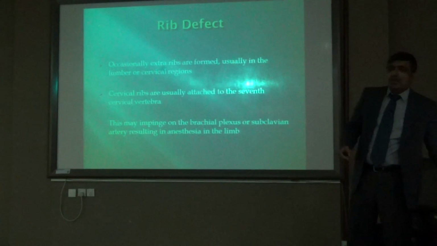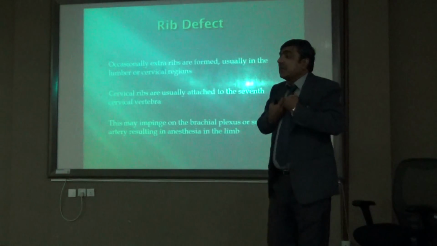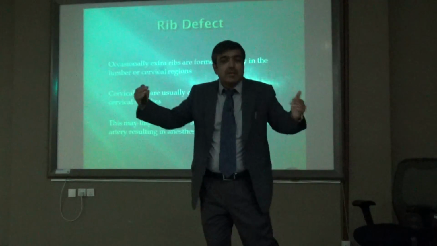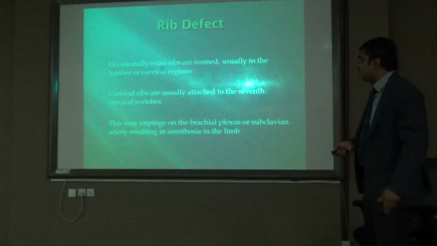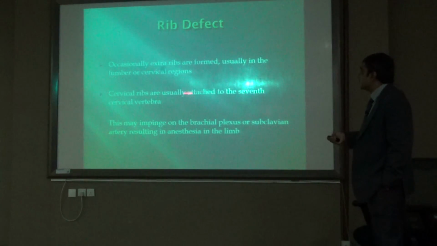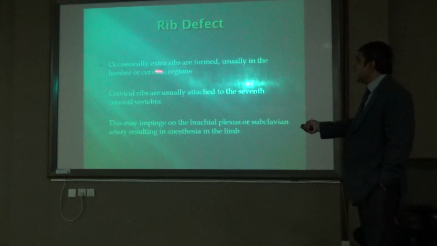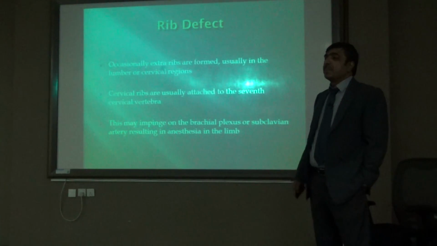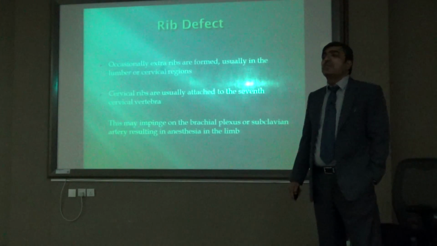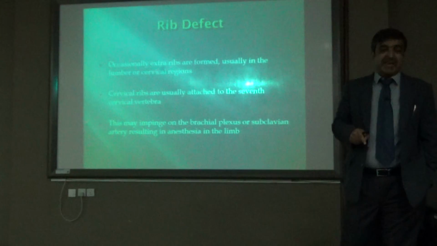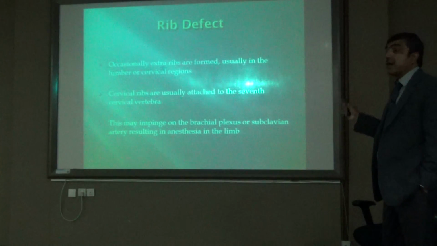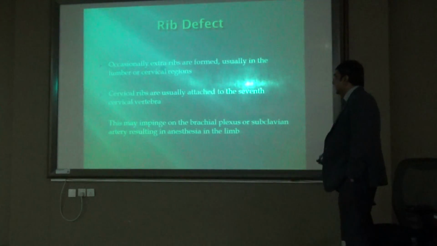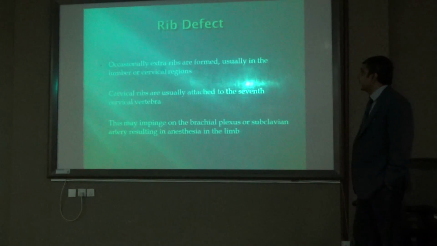Rib defect. As I told you earlier on, the ribs are formed from the vertebral column. Sometimes an extra rib is also developed. Cervical ribs are usually attached to the 7th cervical vertebra. Occasionally an extra rib is formed, usually in the lumbar or cervical region. In the cervical region it is important, as it may compress the brachial plexus. We remove this extra rib. This is known as cervical rib. This may impinge onto the brachial plexus.